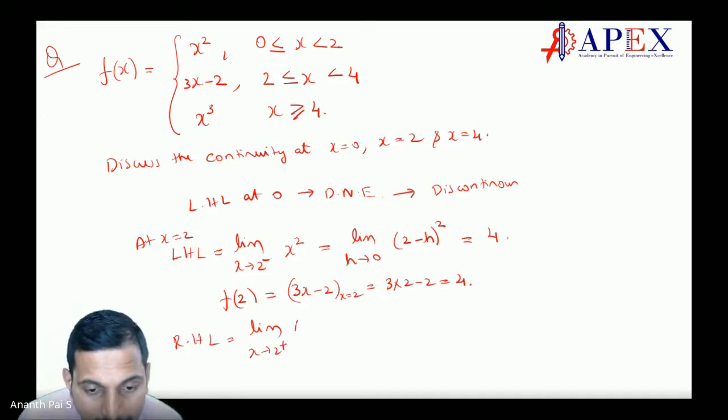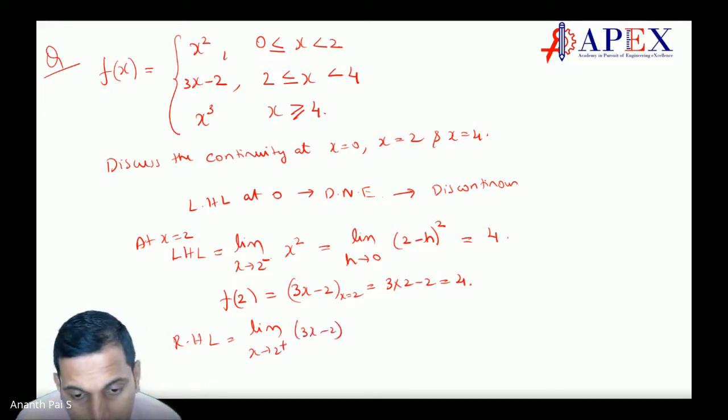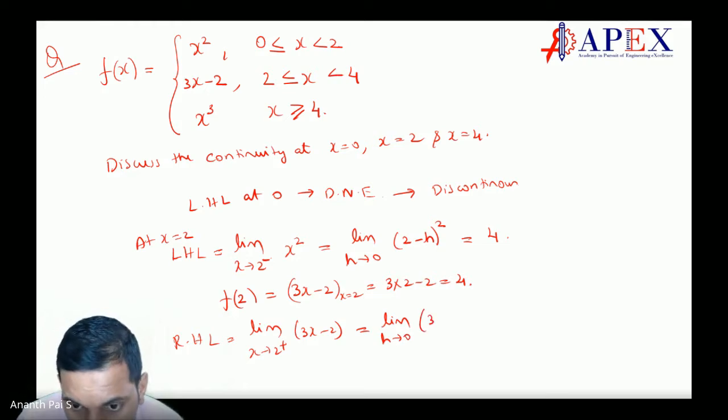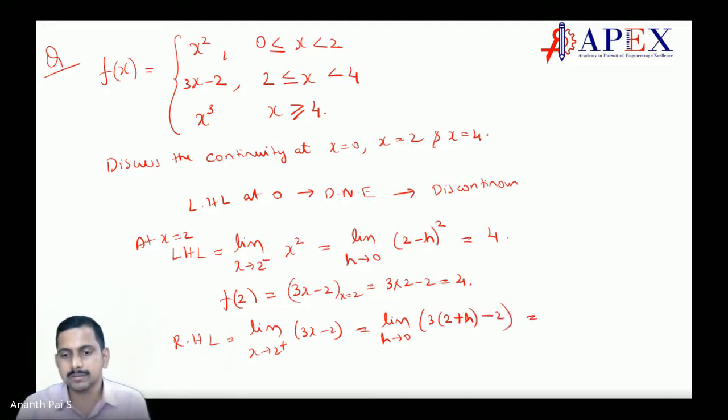What is the thing we have to use? 3x minus 2, correct? That would be equal to limit h tending to 0, 3 into 2 plus h, correct? Minus 2. What is that answer? 3 into 2 minus 2, which is 4, correct? Makes sense?